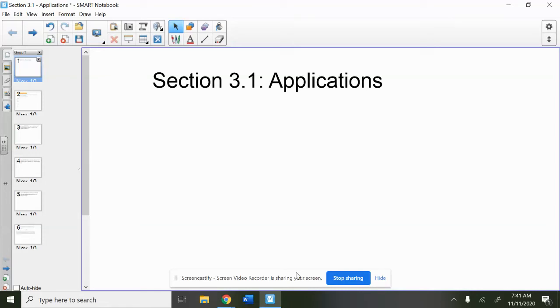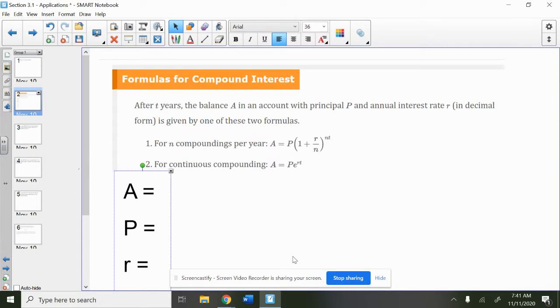Going to continue with section 3.1, talk about the applications. There are so many that we could get into, and a lot of them involve money, and also talk about half-lives and things like that. So first, we're going to talk about compounding interest.